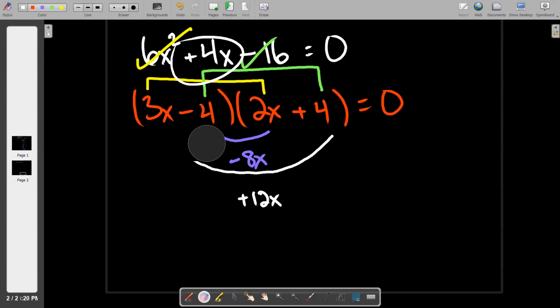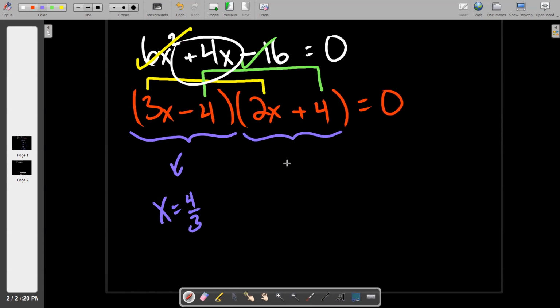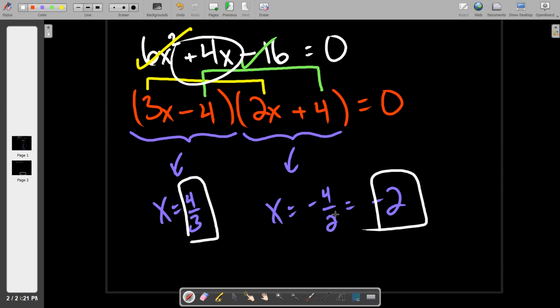So if I set this first one, let me underline him in purple for you. If I set this and I said, hey, what answer do you get out of that? You'd go, oh, I get x equals 4/3. And then if you did it out of this one, you'd go, oh, I got x equals negative 4/2, which equals -2. And if you're paying attention, this answer and this answer should look very familiar because we just got them using the quadratic formula.